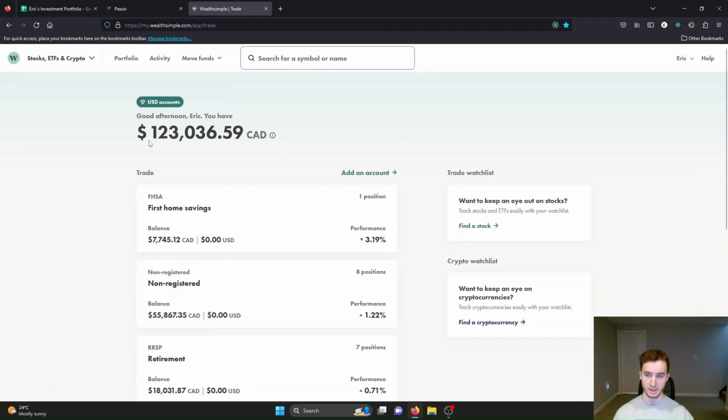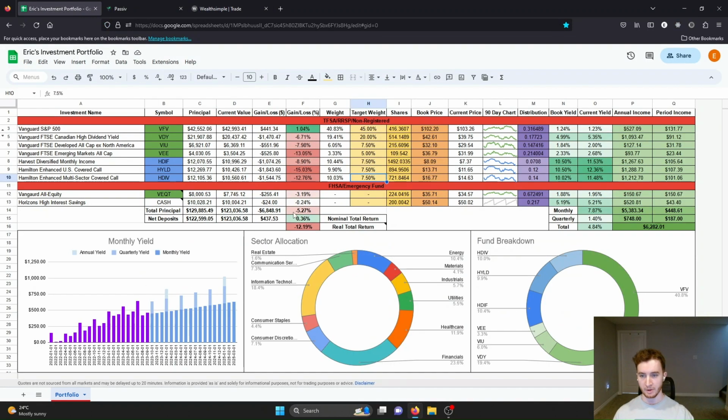So right now I'm sitting at $123,036, and I made a lot of changes to my portfolio since the last update. But before I get into that, I wanted to show you how to calculate your real total return for your portfolio. This is something that I just added to my spreadsheet so I can see how much purchasing power I've lost since I started investing.